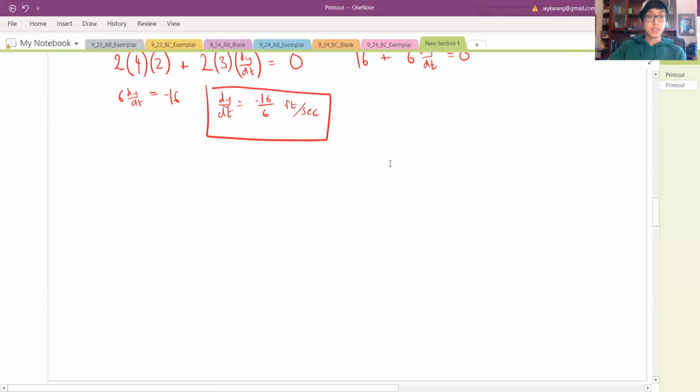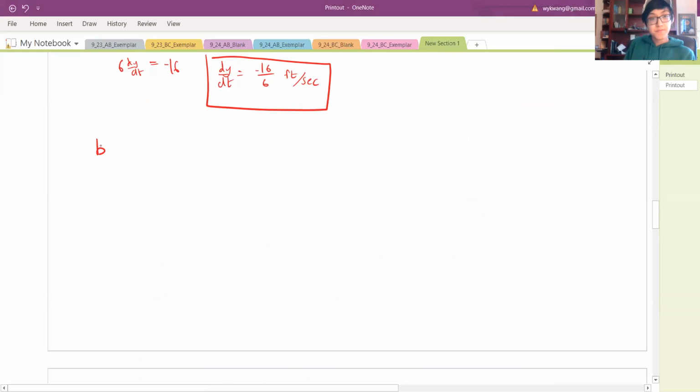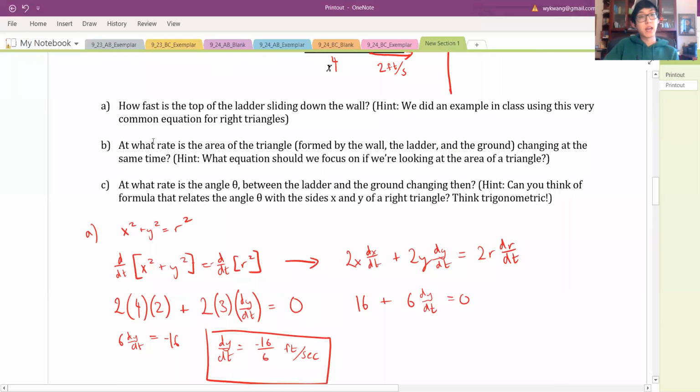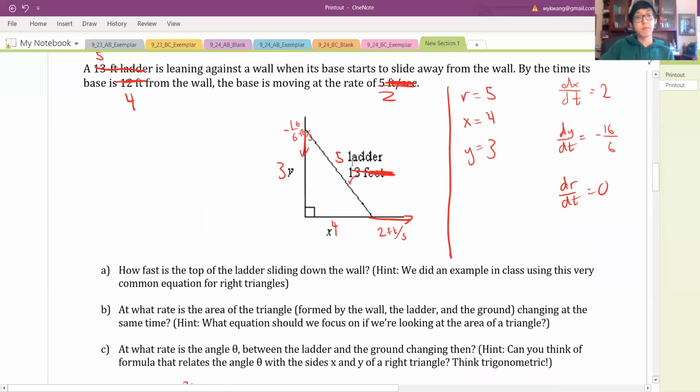But let's see part B. Part B is saying, at what rate is the area of the triangle formed by the wall, ladder, and the ground changing at the same time?